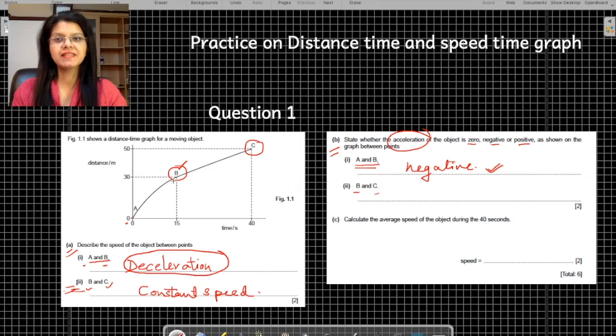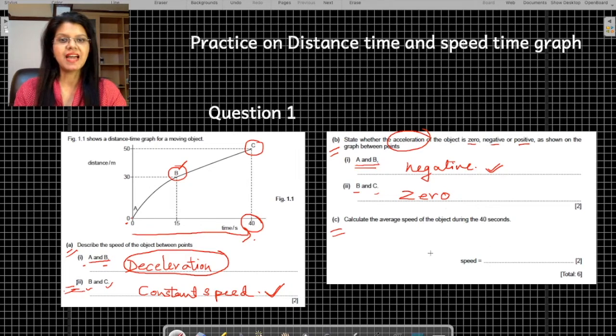Between point B and C, we have already stated constant speed means no change in the speed, you are not accelerating. So not accelerating means zero acceleration. Simple. Now part C, calculate the average speed of the object during the 40 seconds. They are talking about the entire range of time starting from here till the last point. So what is the average speed?